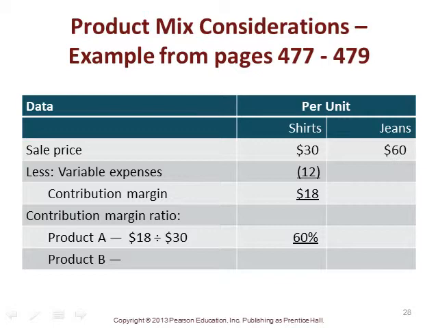Then let's talk about our jeans. The sales price for jeans is $60, the variable expenses are $48, and the contribution margin is $12. Our contribution margin ratio for product B, the jeans, is the $12 contribution margin per unit divided by the $60, which gets us to a contribution margin ratio of 20%, right?